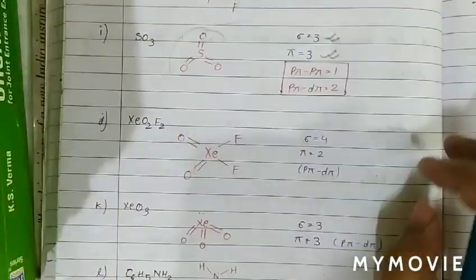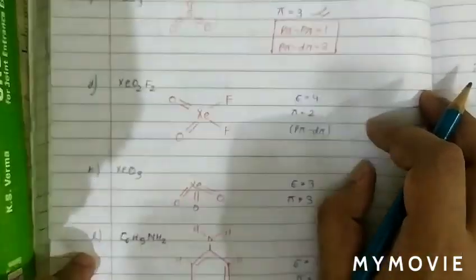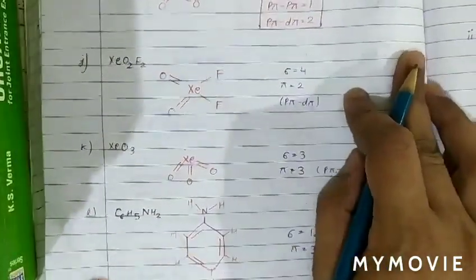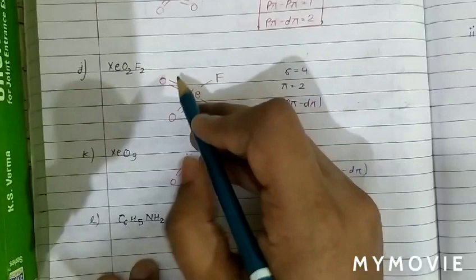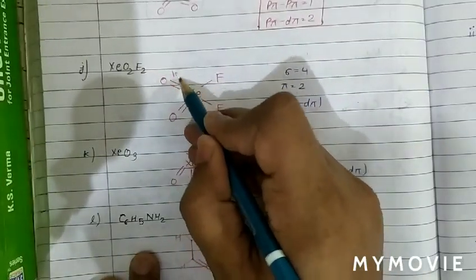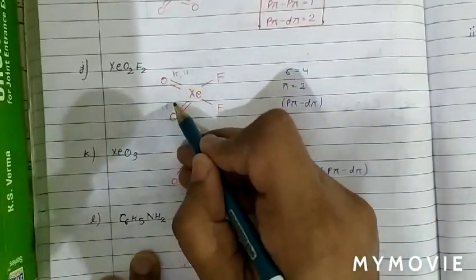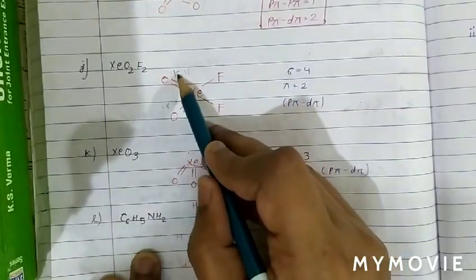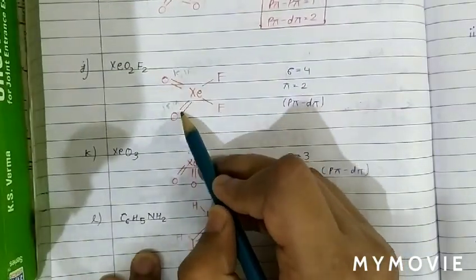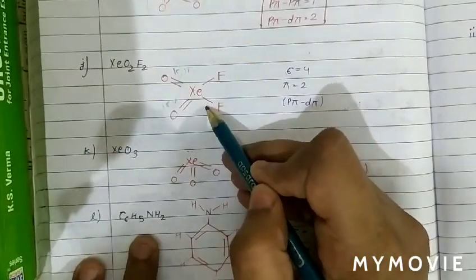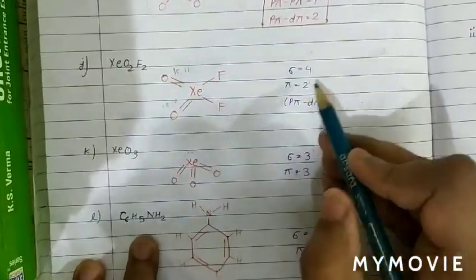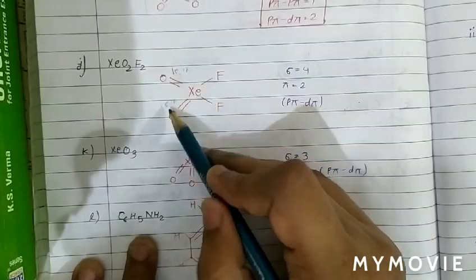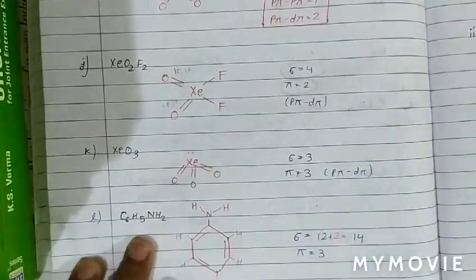See the next molecule. The next molecule is XeO2F2. See the XeO2. There is 1 sigma 1 pi, 1 sigma 1 pi. So a double bond contains 1 sigma 1 pi. There is only 1 sigma and 1 sigma for the single bonds. So how many sigma? 1, 2, 3, 4. 4 sigma bonds are present. And pi bonds 1 and 2. So 2 pi bonds are present.